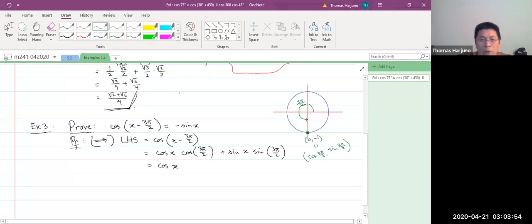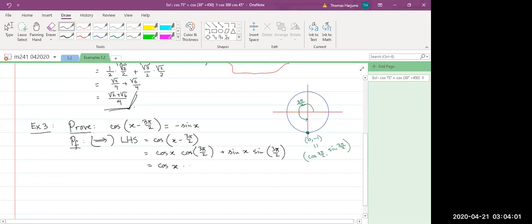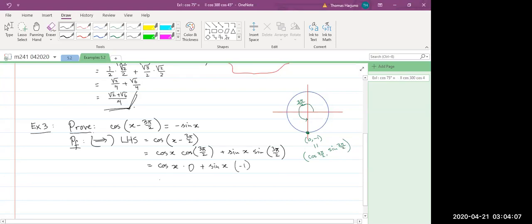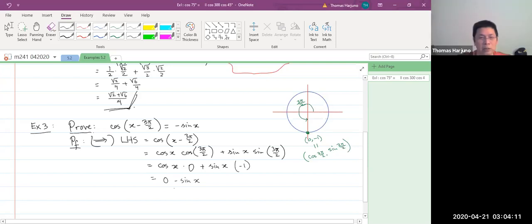Okay, so from there we see that cosine 3 pi over 2 is 0, and sine 3 pi over 2 is -1. This is 0 minus sine x. That's negative sine x. That's our right-hand side. That's the end of the proof.